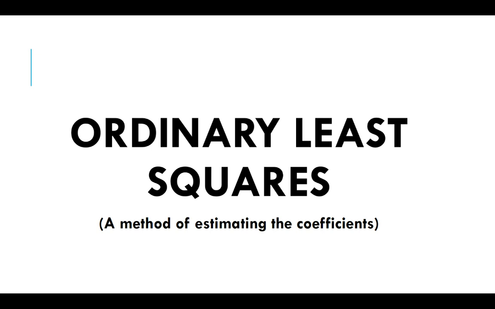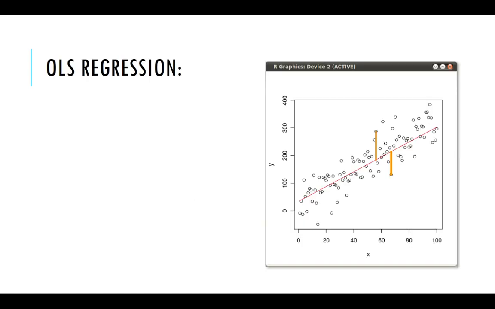So we're going to talk now about a technique called ordinary least squares. And this is abbreviated often as OLS. And ordinary least squares, or OLS, is simply a method for estimating the coefficients in our regression equation, those alphas and those betas. So let's talk about what OLS is doing.